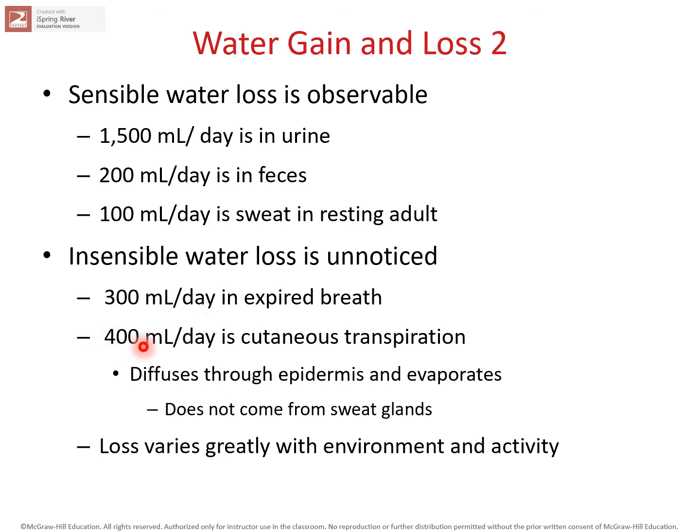And then you have about 400 ml lost in the form of cutaneous transpiration, wherein we lose water through the epidermis and it just evaporates. Okay, this is not the water that comes from sweat glands. The water that is secreted through sweat glands is sensible or observable water loss that we can actually observe, but we don't observe transpiration through the epidermis. Now, this water loss depends on a lot of environmental factors and physical activity, and it varies from person to person.